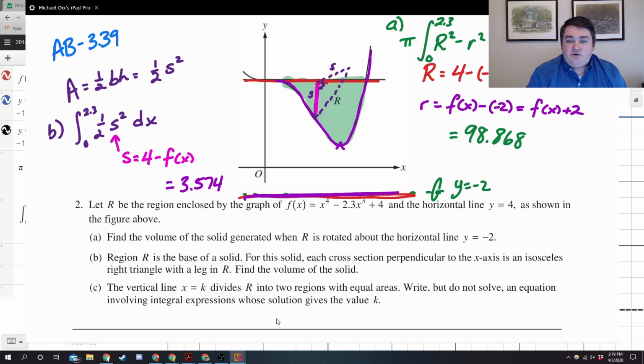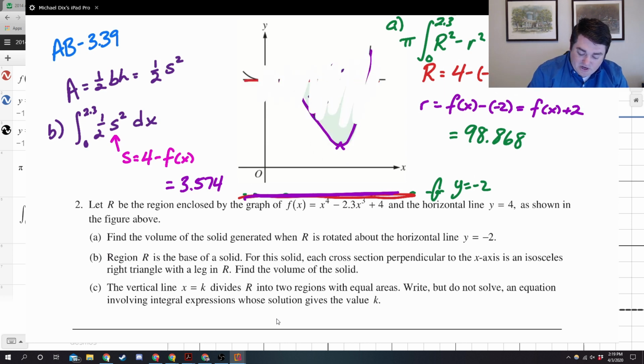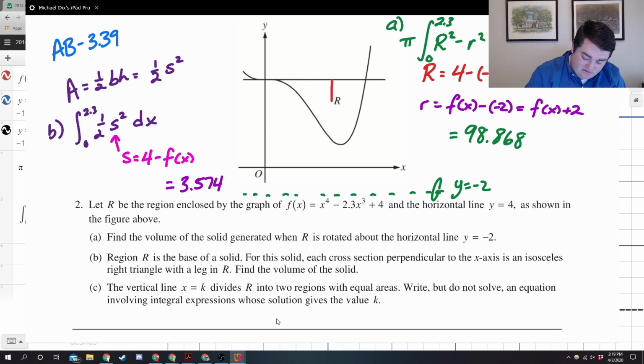Part C, the vertical line x equals k divides R into two regions with equal areas. Write but do not solve an equation involving integral expressions whose solution gives the value of k. So we've got another spin on this problem here, where we're going to take this region R and use a vertical line to cut it exactly in half. And that vertical line is x equals k. We want to write an equation that would help us solve for k.